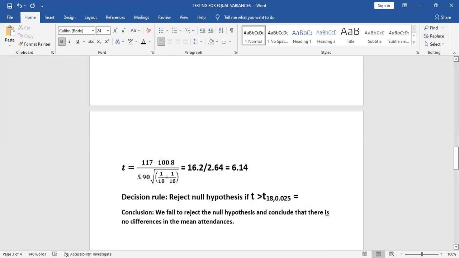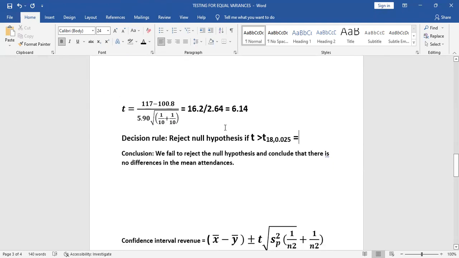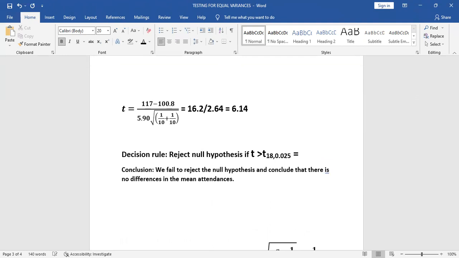Now, when we say T18, where is the 18 coming from? The 18 is the degree of freedom. The degree of freedom here is N1 plus N2 minus 2, which is 10 plus 10 minus 2 to give us 18.